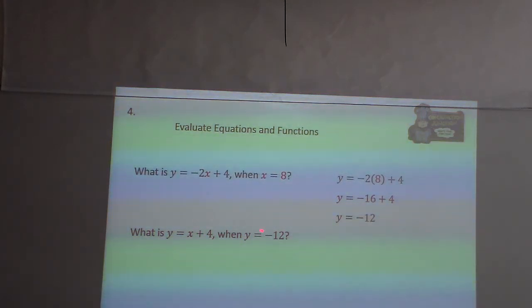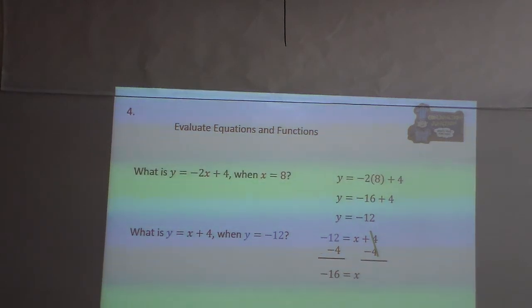And notice the second one, it says y is negative 12. So I'm not going to replace the x with negative 12, but the y with negative 12. And then to solve it for the x, I'm going to minus 4 from each side. So I get negative 16 equals x on this one right there.